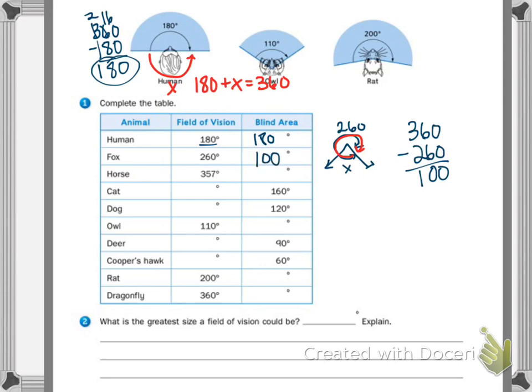All right, what I want you to do is I want you to try the next few that I highlight. Try the horse, the cat, the dog, and the owl, please. Pause this video, and then I want you to try it on your own.